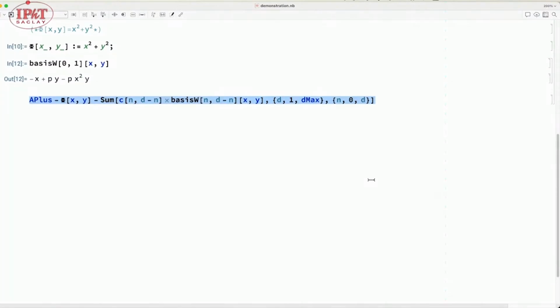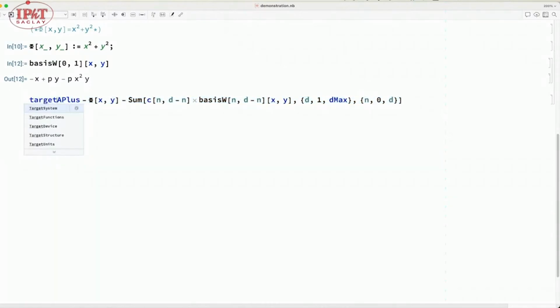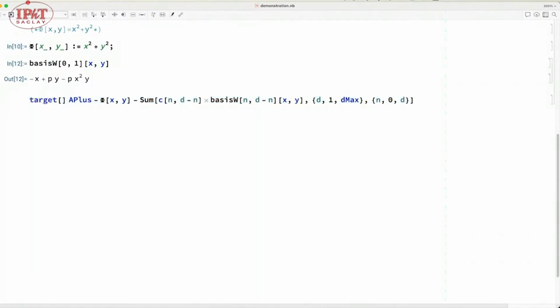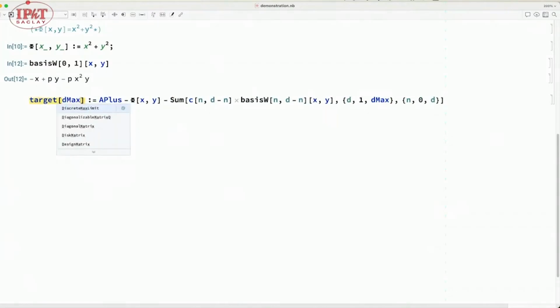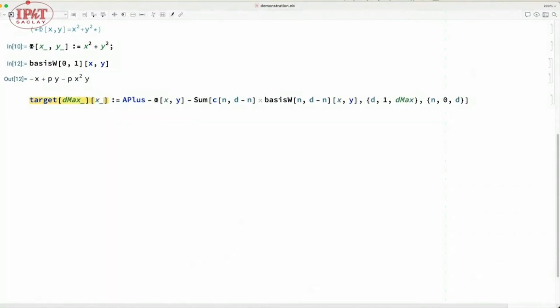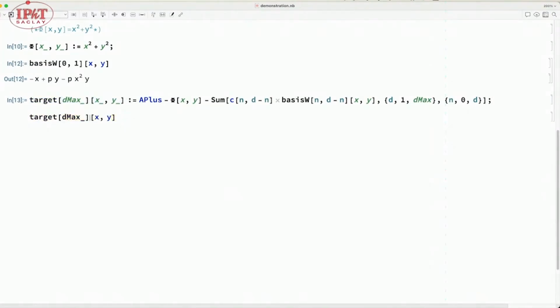Okay, what do we do next? We want to make sure that this thing is positive. Let's call this the target, the target for d max, in x and y. So let's just see that this works. For example, when we take the maximal polynomial in v to be of degree 1, then we get some combination like that.